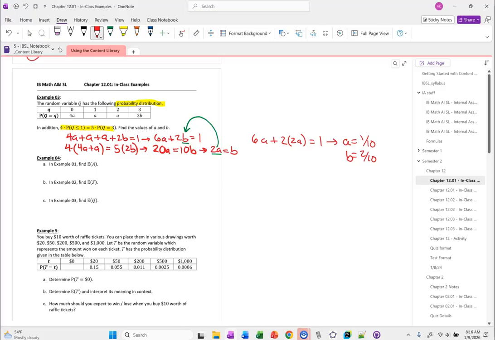Everybody feel good? Let's just check here real quick to make sure that we're going to get valid probabilities out of this. So I have 4/10, 1/10, 1/10, and then 4/10. So those are all valid probabilities, and they add up to 1 still, so I'm positive I've done this correctly. Everybody feel good? All right. Questions on what we just did?